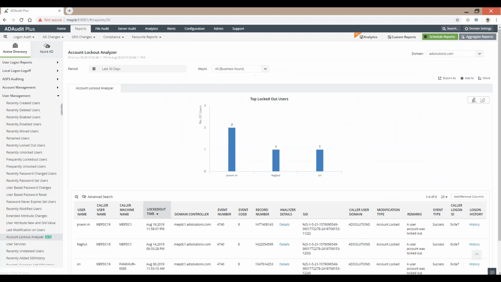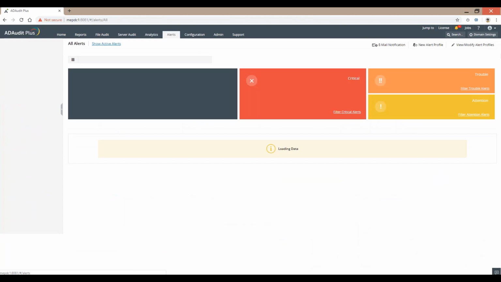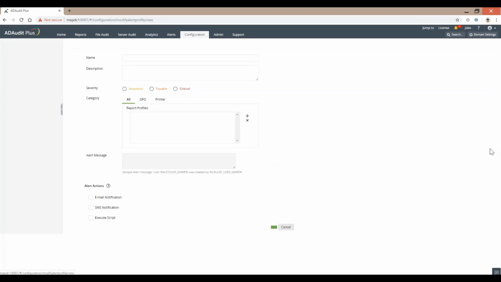I get to the alerts module. The problem at hand is to be able to set an alert for privileged users whose accounts are being locked out. I cannot entertain privileged accounts being locked out. So I create an alert that works based on thresholds. I get to my alerting module and create a new alert.